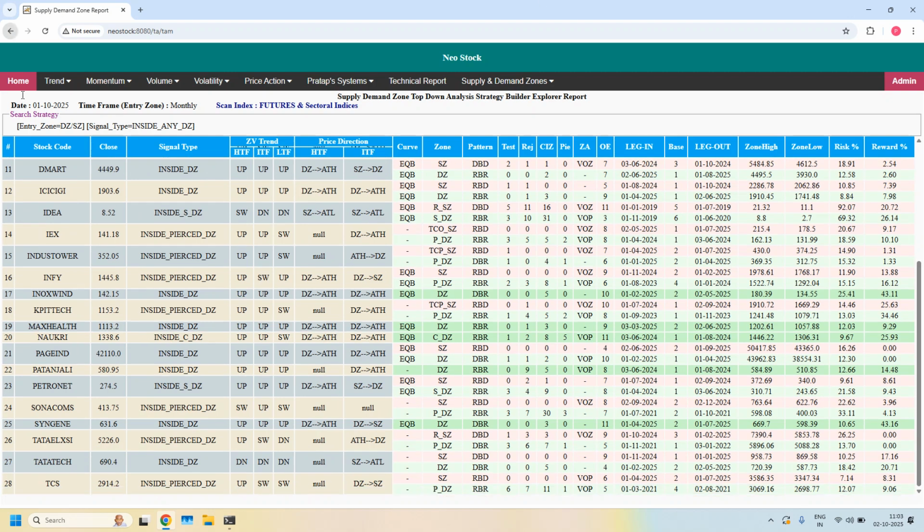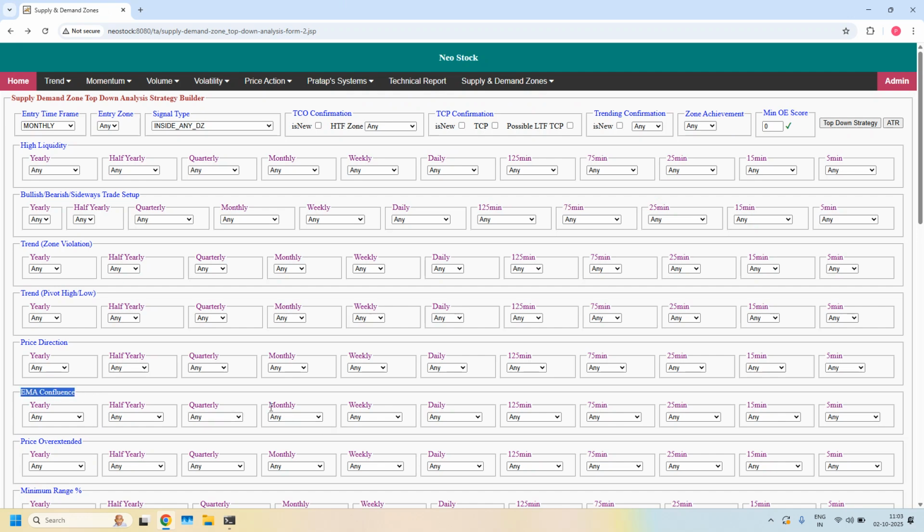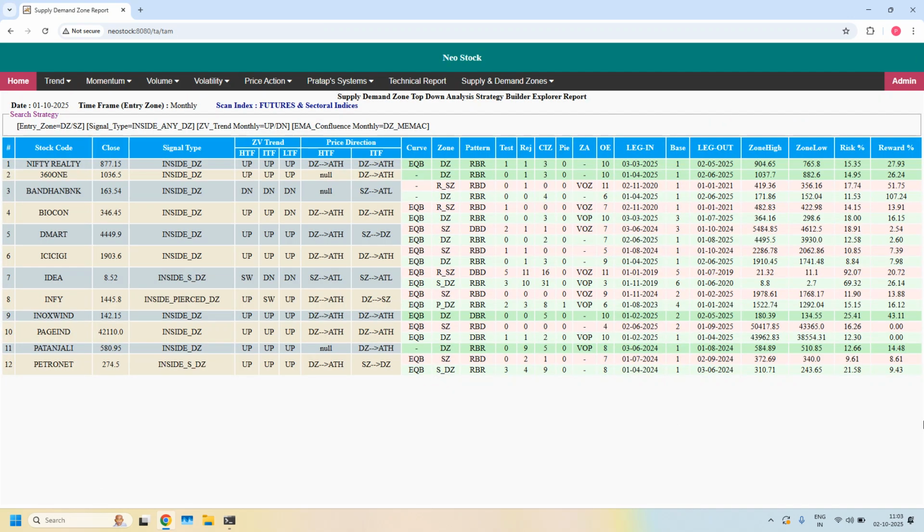We can further filter based on monthly demand zone having monthly EMA confluence, and also trend on the monthly should not be sideways. We got 12 stocks.